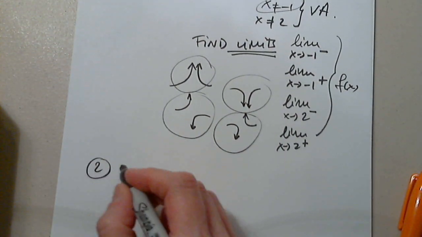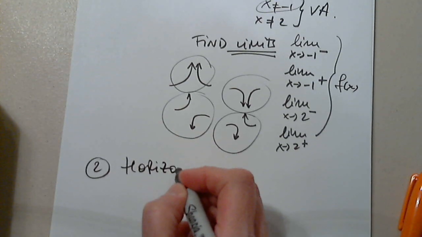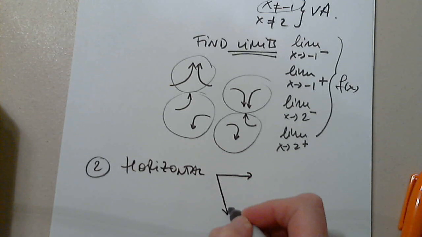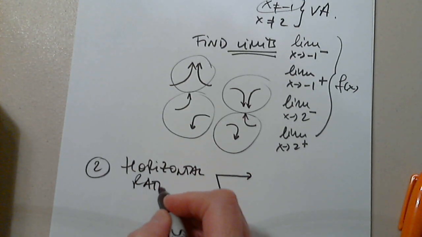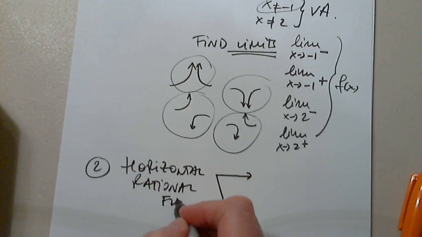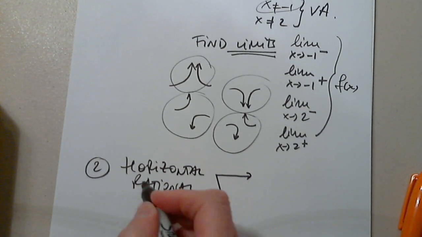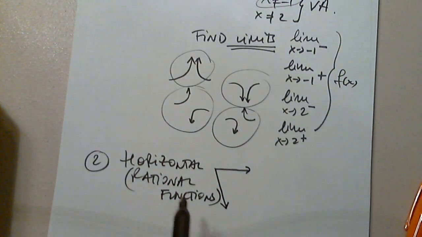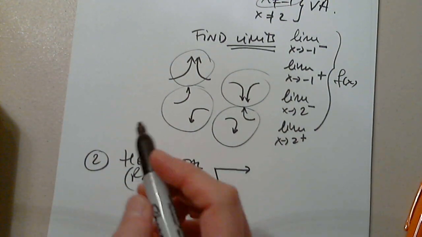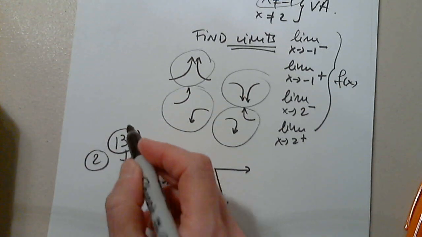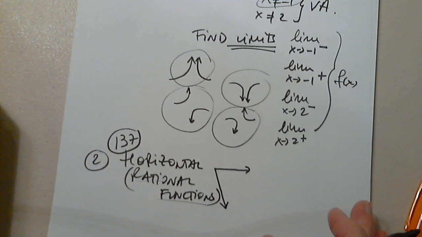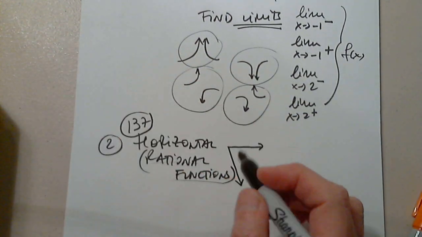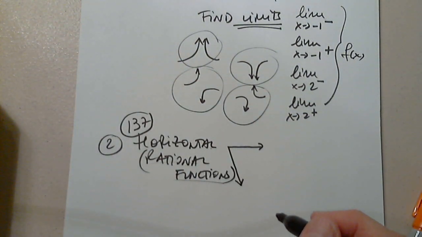Now number 2, horizontal. There are 2 types of rational functions. For anything else, I have to look at the problem. I can't draw a conclusion. But for rational functions, I'm sure you remember from Math 137, these were discussed then. So there are 2 possibilities for horizontal asymptotes.